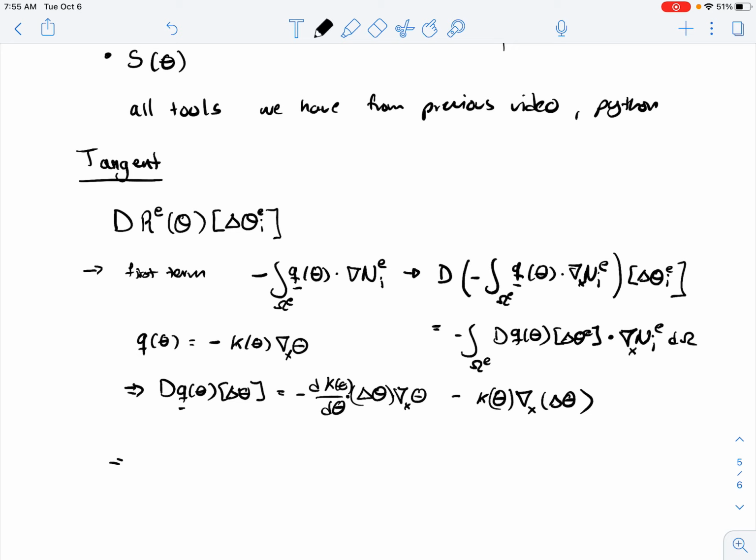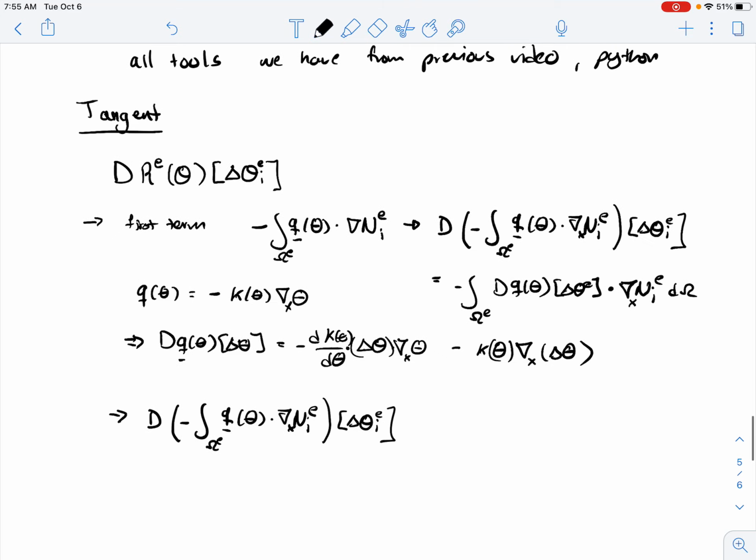So plug that back into here. And note that this is true for any increment. It's just that we want the linearization with respect to the discrete degrees of freedom. So this would be the linearization for any increment, but the reason why I have here this increment theta I E is because the way I can linearize is I should linearize in the direction of each of the increments of the nodes, because that will give me the tangent, which we will see in a sec.